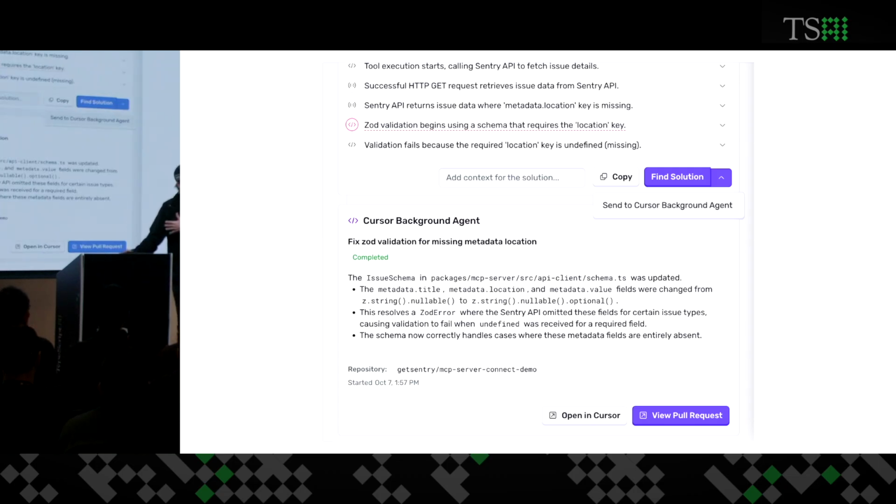We have Seer, the debugging agent. We'd like to just hand that off to our friends at Cursor. And so soon we will have this. I don't know, it's kind of done today, but it does exactly what you think it does. But this is coming very soon.